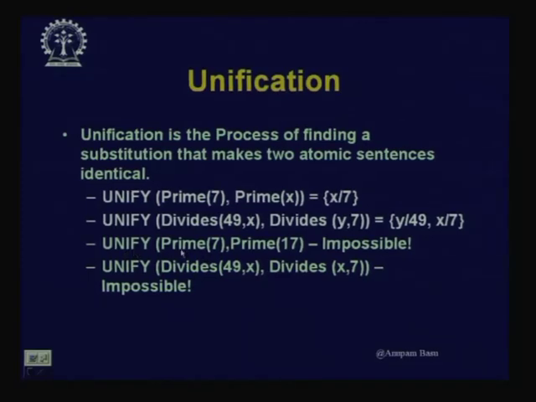On the other hand, you see unify prime(7) and prime(17). It is not possible, because there cannot be any substitution that will change these constants. On the other hand, here you see the attempt to unify divides(49, x) and divides(x, 7). It is not possible, because if I substitute x here with a particular value, then I will have to again replace it there. These two cannot be unified. So, it is not the case that I can always find a substitution, but if I can get a substitution, then it will be possible to make two clauses identical, and that will help us in inferencing, which we will show in the next lecture.